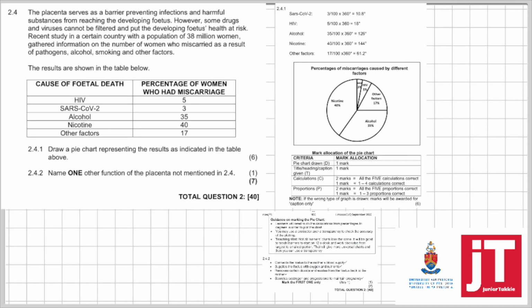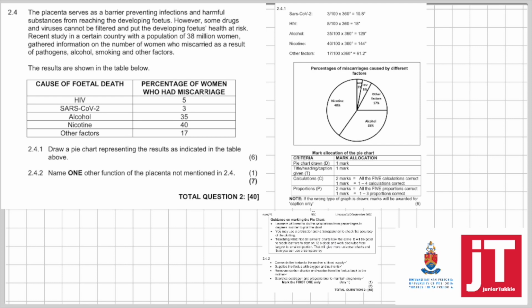2.4. The placenta serves as a barrier, preventing infections and harmful substances from reaching the developing fetus. However, some drugs and viruses cannot be filtered, putting the developing fetus's health at risk. Recent studies in a certain country with a population of 38 million women gathered information on the number of women who miscarried as a result of pathogens, alcohol, smoking, and other factors. The results are shown in the table below: the cause of fetal death and the percentage of women who have miscarried. Here we have HIV, COVID, SARS-CoV-2, alcohol, nicotine, and other factors.